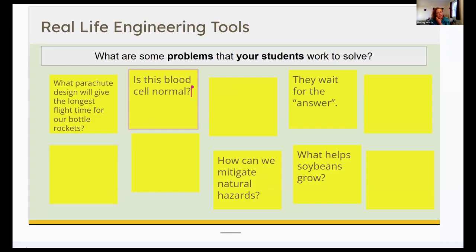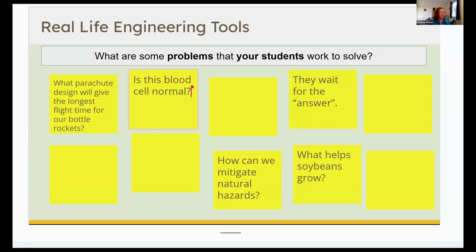And so some problems that folks are using, like a parachute design for their bottle rockets and how to mitigate natural hazards, and there's lots of problems. What are some others in MyStar, like the cups that they use in 7.4, which cup is the best for the cafeteria? There's lots of engineering application to those types of contexts.